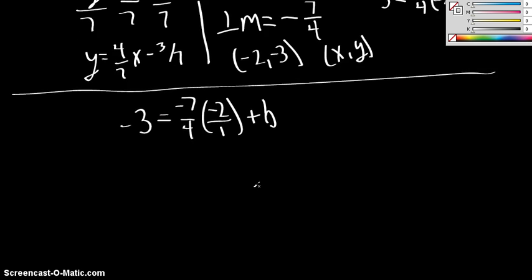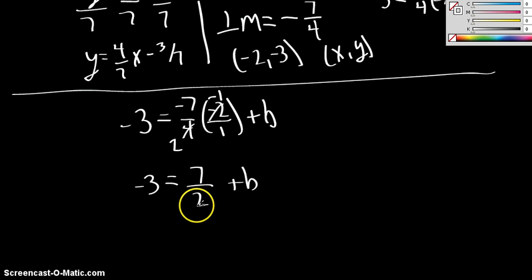Now when I multiply these, I'm going to actually do some cross canceling, so I can cancel out this 2 here with this 4. I have a 2 left. I still have a negative 1 here. So I have negative 3 equals negative 7 times negative 1 is positive 7 halves plus b.